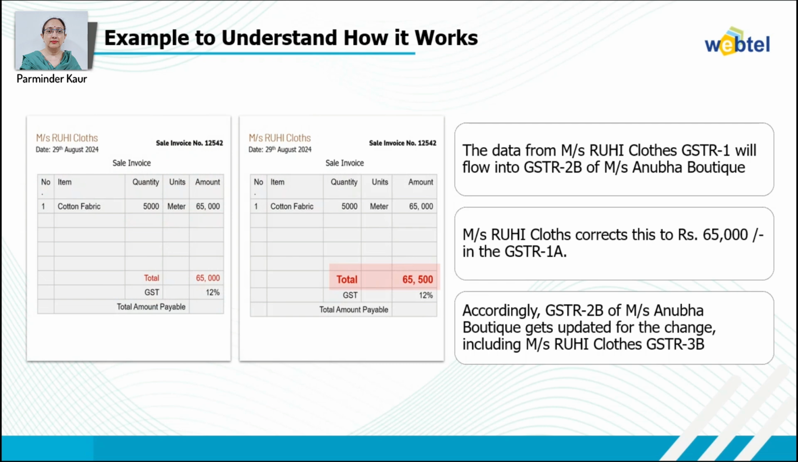Now this detail has been uploaded on the GSTR 1. So she has sold the goods to Anubhav Boutique, in whose record it will reflect as 65,500. So now what can she do? Ruhi will upload the GSTR 1A in which she will amend the invoice from 65,500 to 65,000. Now the GSTR 2B of Anubhav Boutique gets updated for the change, including Ruhi Clothes in the GSTR 3B also.